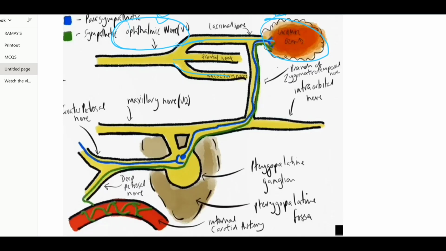First of all, there is preganglionic supply. It reaches this structure here, the pterygopalatine ganglion present in the pterygopalatine fossa. This whole structure is the fossa. So preganglionic fibers are coming from the greater petrosal nerve moving to the ganglion present here. They synapse here. Okay. From here, postganglionic fibers start.